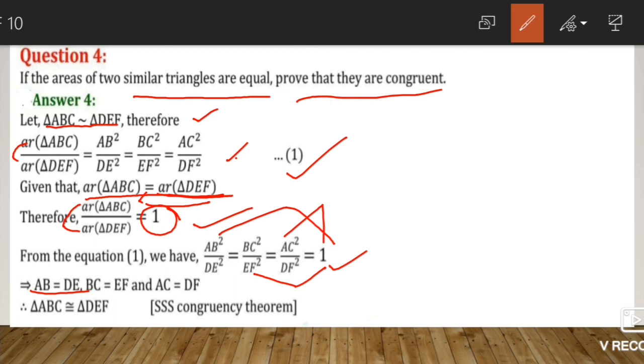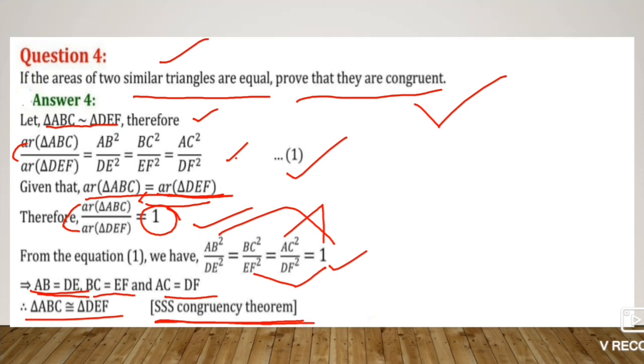That is, I am getting AB is equal to DE, BC is equal to EF, AC is equal to DF. That means the corresponding sides are becoming equal. Not only the ratios are equal, the corresponding sides are also equal. That means you can use the SAS congruency rule and state that triangle ABC is congruent with triangle DEF. So that means if the areas of two similar triangles are equal, they are also congruent triangles. In this way you have to solve question number 4.